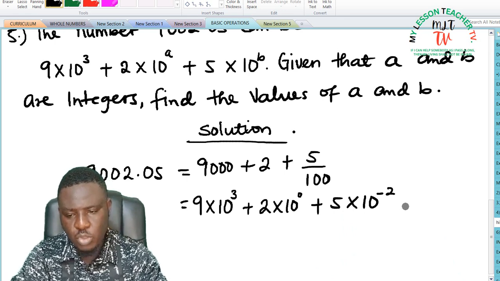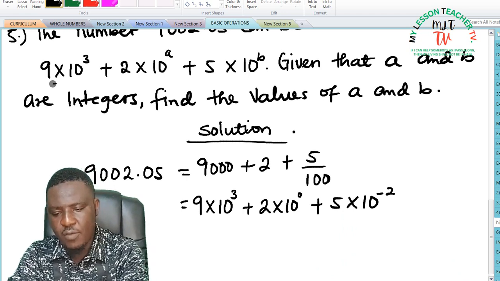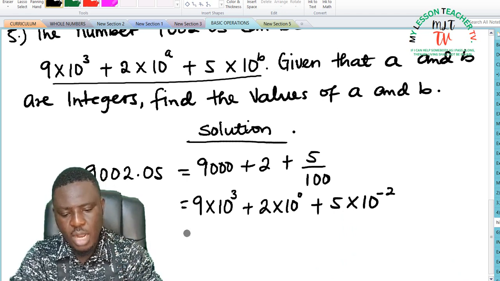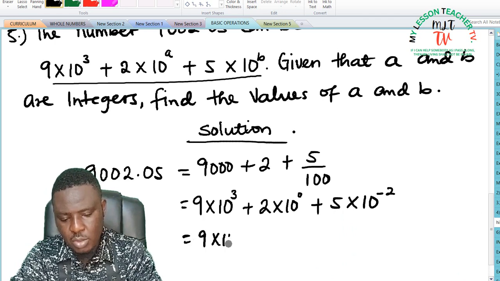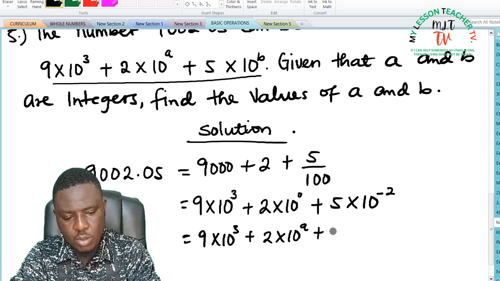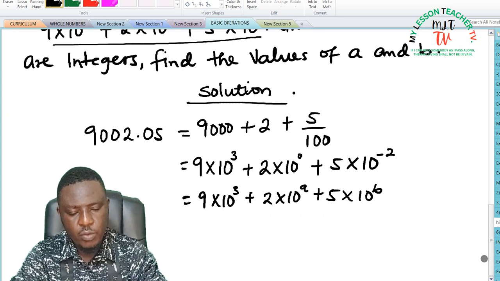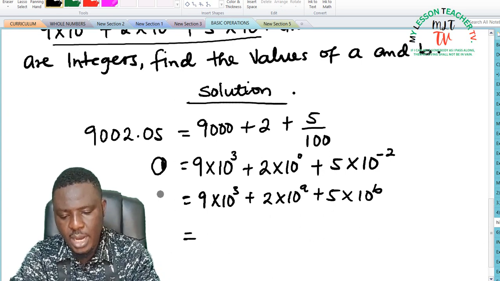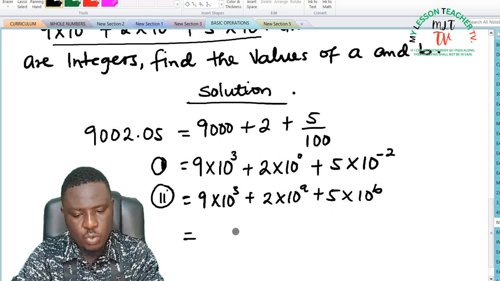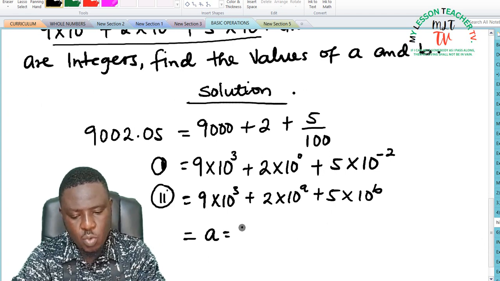So when you compare what you have here with what you have in the question, you now agree with me that if this is equal to 9 times 10 raised to the power of 3 plus 2 times 10 raised to the power of A plus 5 times 10 raised to the power of B, from comparison, when you compare 1 and 2 together, you will discover that A is equal to 0 and B is equal to minus 2.